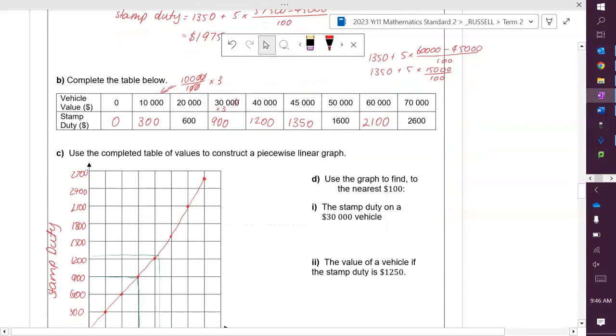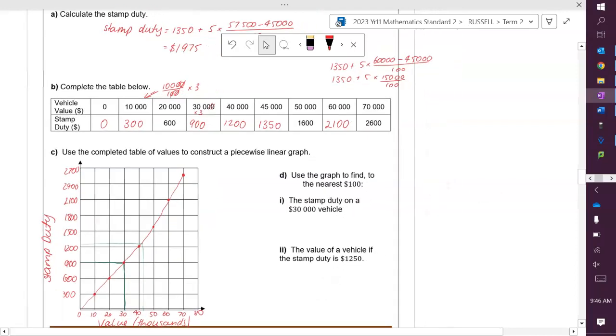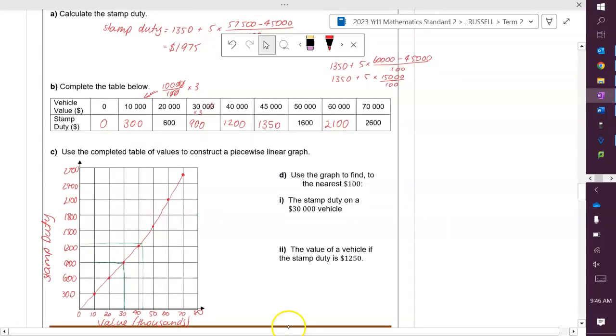What we then need to do is complete this graph from that table of values. I've put down on my y-axis the stamp duty going up in 300s and the value along the x-axis in thousands. Each time I've just plotted these points. The first part is a straight line, and then once it hits that 45,000, it starts to curve up that little bit extra. It becomes that little bit steeper.